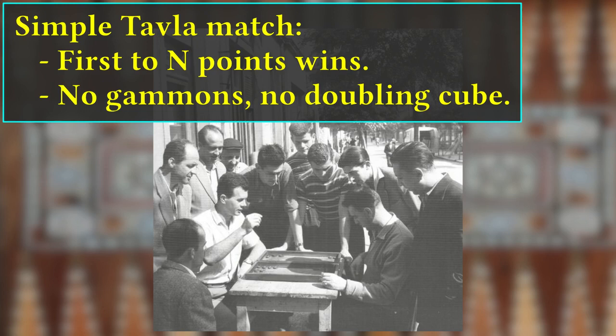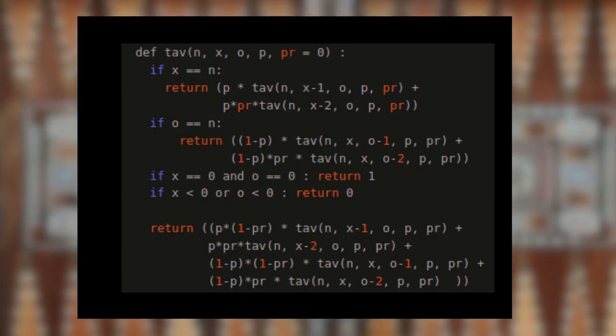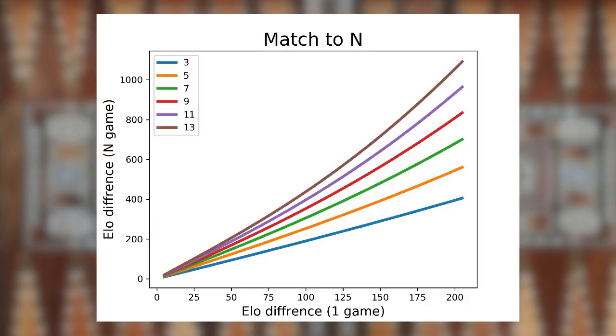A tabla match is also a series of games towards a total of 1, 3, 5 points, etc. But there's no gammons and no doubling cube. In this simple setting, it's straightforward to compute the probability of winning the match from the probability of winning a single game. This figure shows the relation between different match lengths. If you beat me 60.6% of the time in single games, 75 Elo points difference, then you win 68% of our 3-point matches, 142 Elo points, and 86% of our 13-point matches, 317 Elo points.